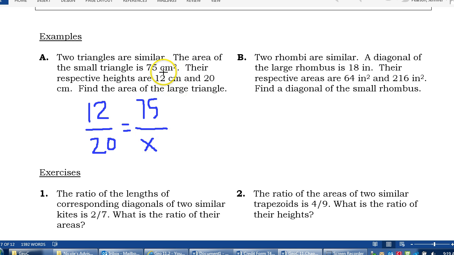If I pay attention to my units here, this 75 is a squared unit. This 12 and this 20, those are just regular units. And that's why I need to square them so that all of the units will come out and my answer for area will come out in square centimeters. So I'm going to cross multiply, divide, and that gives me my answer for x. 75 times 20 squared divided by 12 squared.